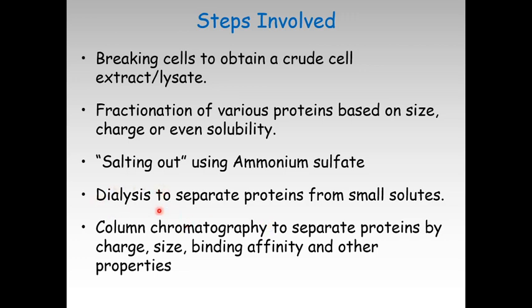Once you dialyze the protein of your choice and remove all the excess salts and other small solutes, you perform what is called column chromatography. You may have heard this word before in Argo, right? Argo 1 or Argo 2, or you may have even done this experiment. A column chromatography is nothing but uses a column with a static phase and a mobile phase, right? And in this case, you do not use silica gel, but use various different resins to separate proteins by charge, size, binding affinity, and other properties. We'll talk about this in detail.